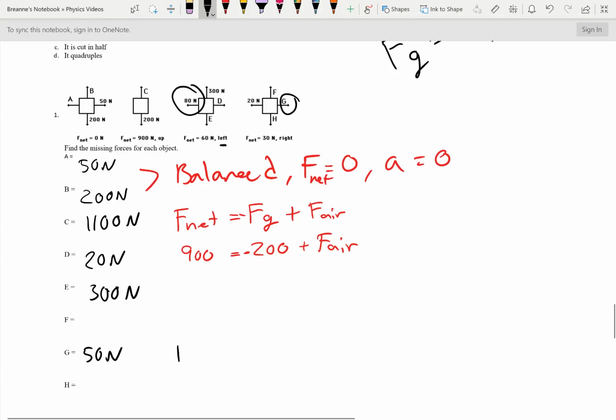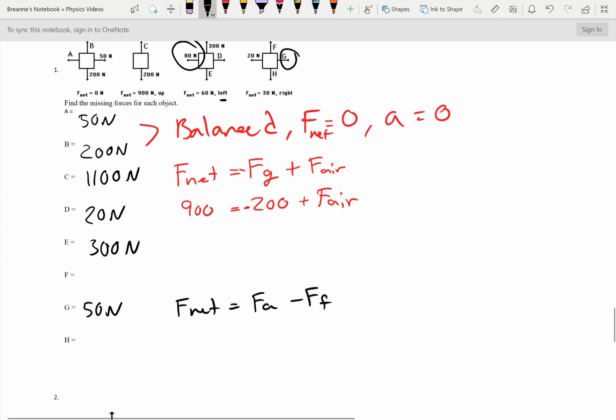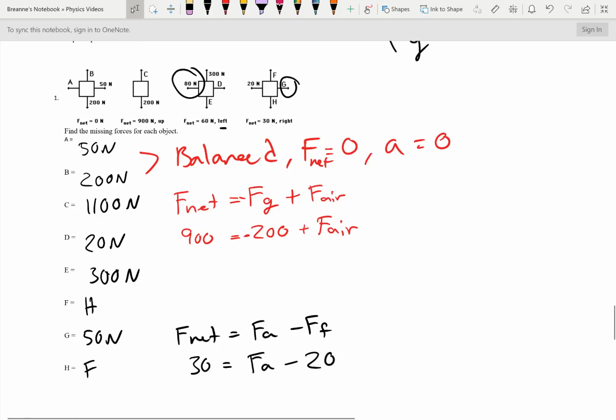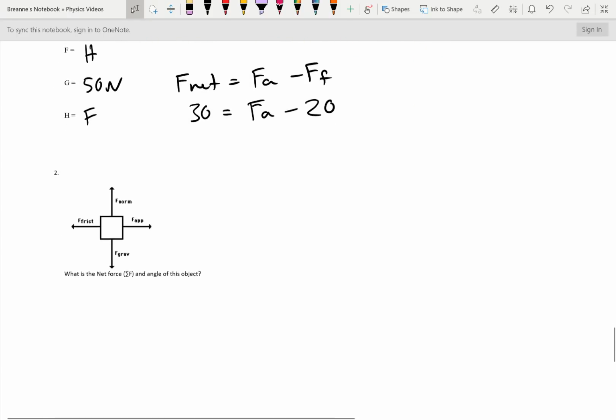Because, again, if you do your net force equals your force applied minus your force of friction, your net force is 30. You don't know what your force applied is, but you know your force of friction is 20. So what does it have to be to get 30? 50. So actually, your F and your H just equal each other. You can make that any number because it's not moving up and down. So they can both be 10, they can both be 5. It doesn't matter as long as they equal each other.